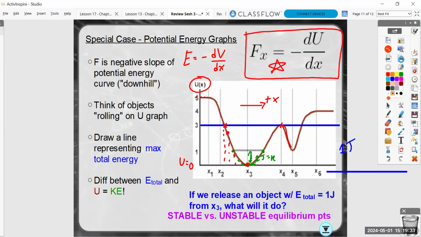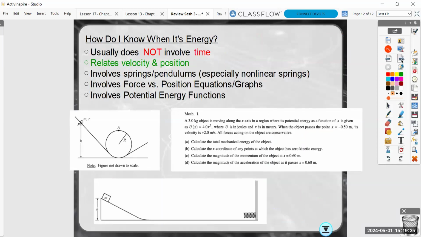All right. With that in mind, how do we know when it's energy? One of the key things is energy usually doesn't involve time, unless it's a power question. That does happen from time to time. But a lot of times, energy relates velocity and position. And the best way to know that it's an energy question is that it involves things that would be really horrible or inconvenient to do another way.